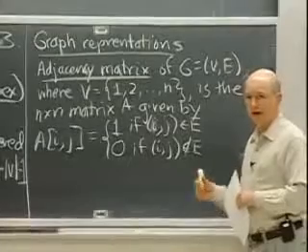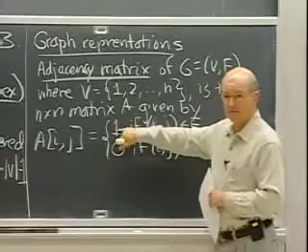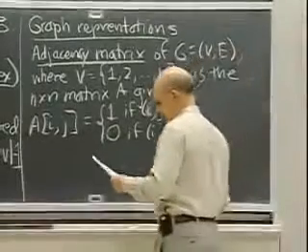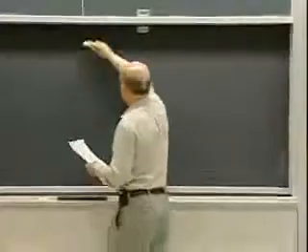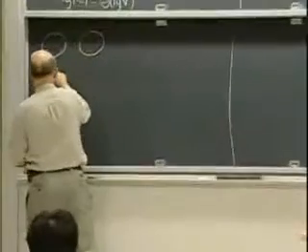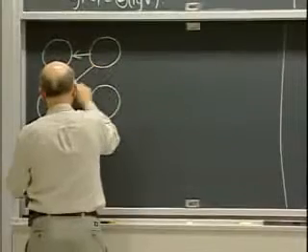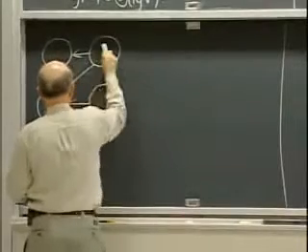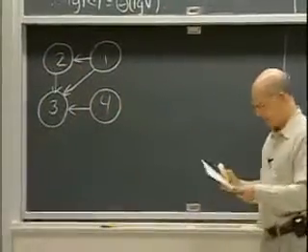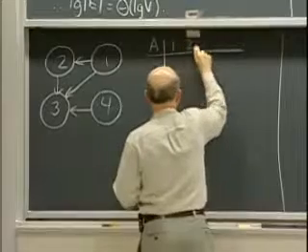Sometimes you have weighted graphs, edge-weighted graphs, and then sometimes people will replace this with edge weights. It'll be the weight of the edge from i to j. So let's just do an example of that, just to make sure that our intuition corresponds to our mathematical definition. Here's an example graph. So let's just draw the adjacency matrix.